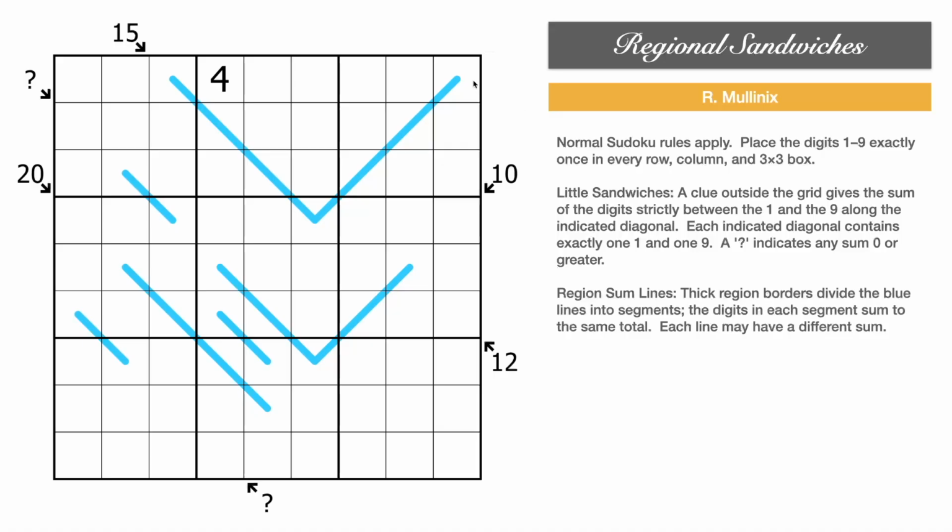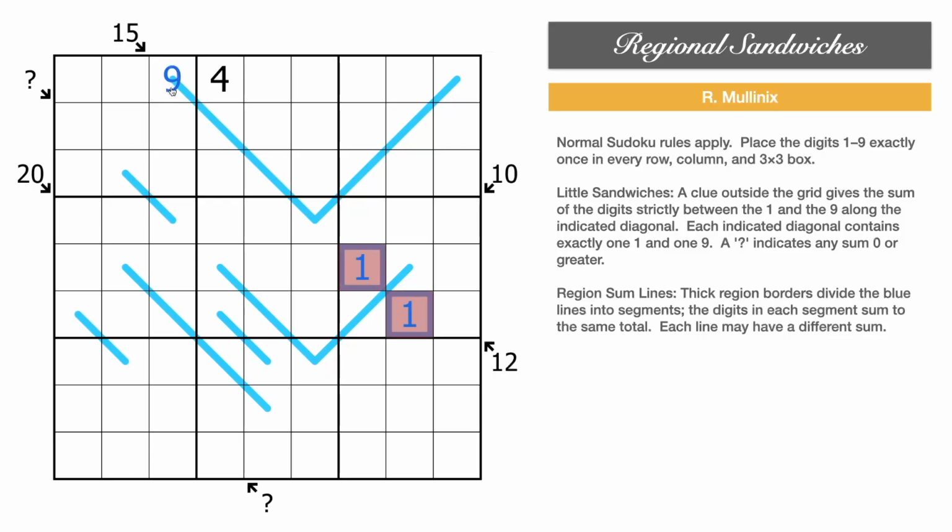Little sandwich clues are these diagonals, and the digits between the 1 and the 9 along the diagonal sum to 15. So let's say this is a 1 and this is a 9. Then these three digits would have to sum to 15 for this clue to work. And the other additional rule for these diagonals is that exactly one 1 and one 9 are along these diagonals. There can't be another, for example, another 1 here.